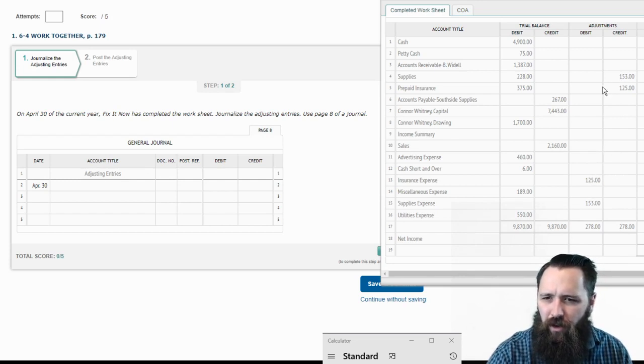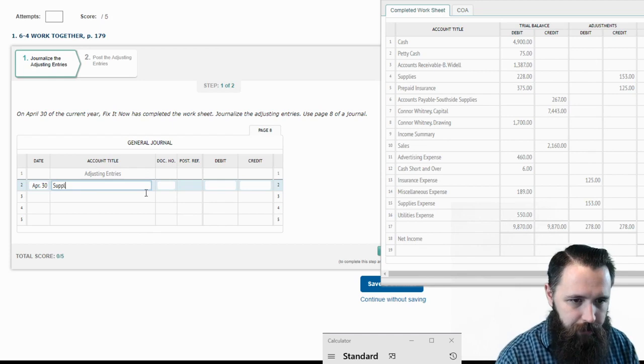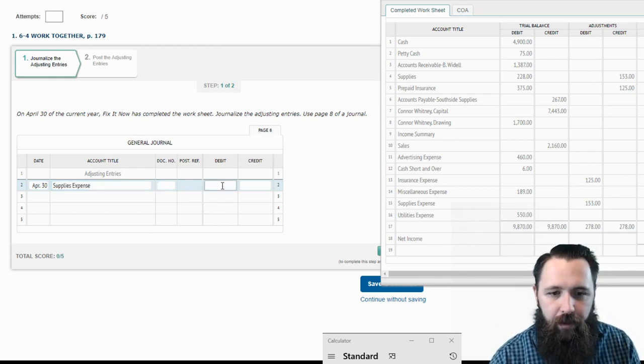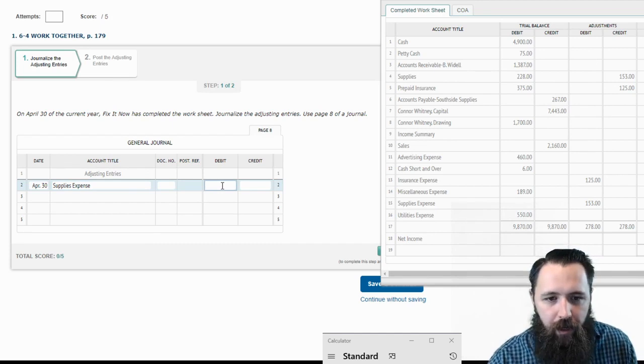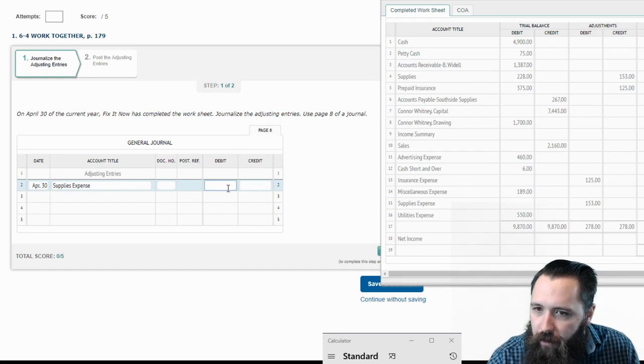So let's start out with supplies. We need supplies and supplies expense. I think we're going to record supplies expense first because you can see that that's debited. So let's write in supplies expense. Okay, and our supplies expense is going to be $153.